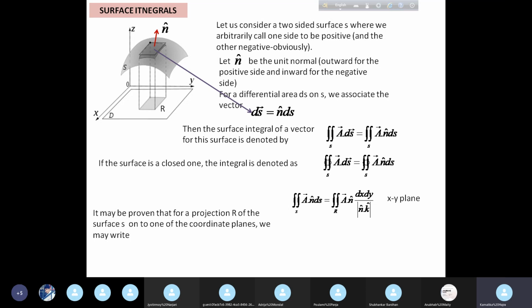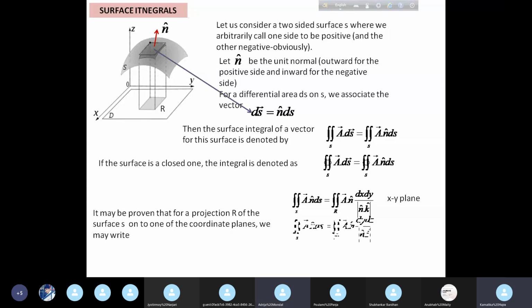Can someone do that? Unmute yourself, look at the formula, and then tell me what is the formula if you take the projection on the xz plane. Madam, a dot n cap dx dz by mod n dot j cap. Yes, very good. And similarly for the yz plane, it will be a dot n cap dy dz by n dot i cap.